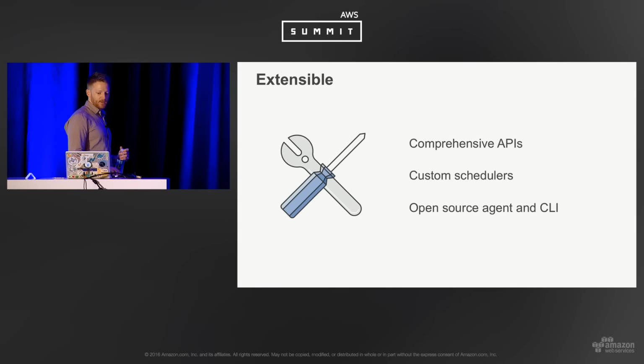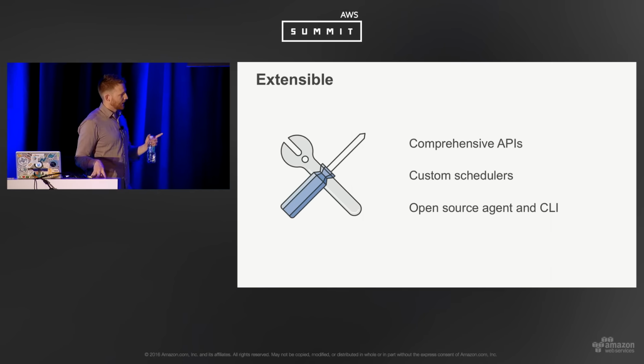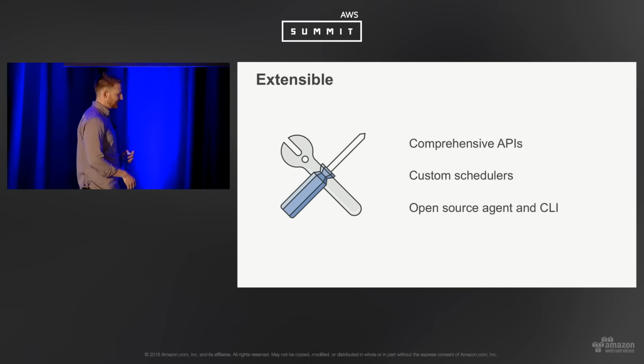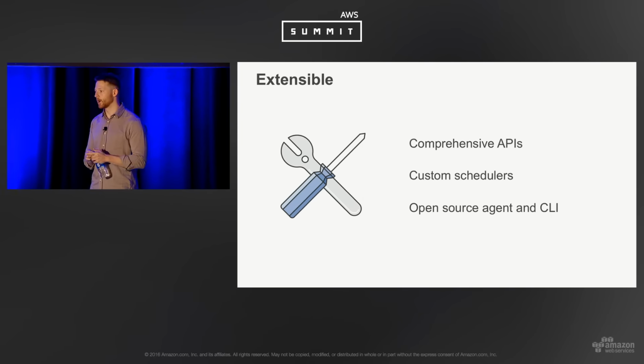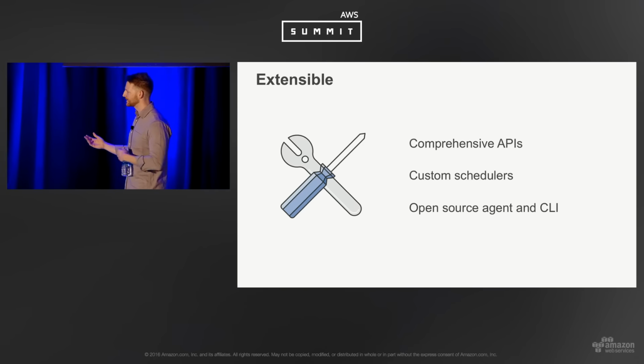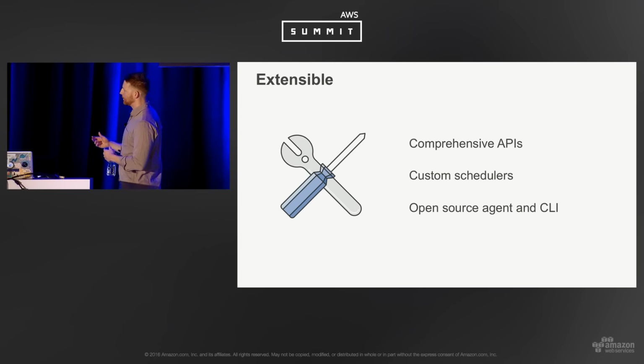But also, the agent and the CLI are open source. The CLI that we're talking about here is the ECS CLI, which supports Docker Compose. So if you want to run Docker Compose on ECS and not have to write a task definition, which we'll look at in a second, you can use that.